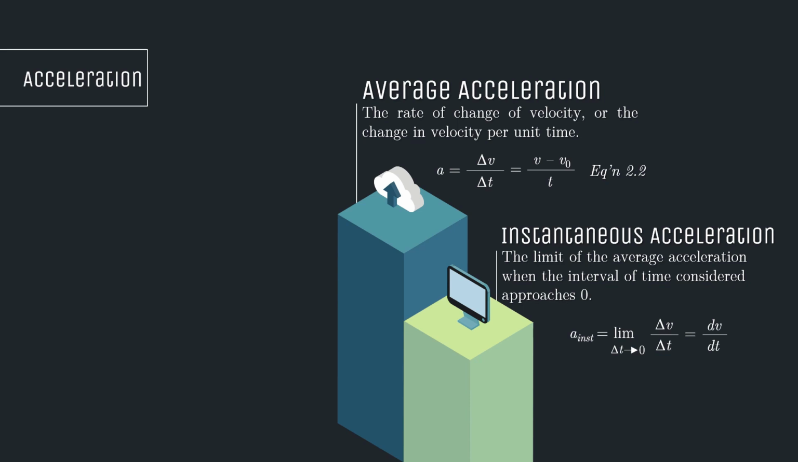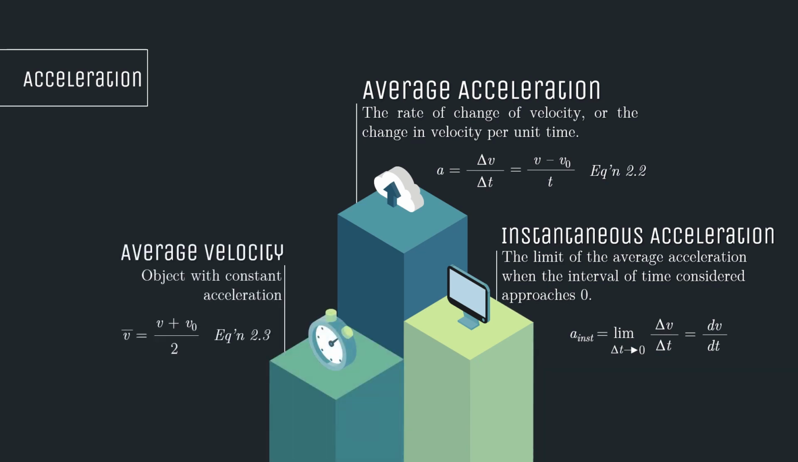In symbols, we have a sub instantaneous is equal to the limit of delta v over delta t as delta t approaches zero, that is equal to the derivative of v in terms of t. Next, we have average velocity for an object with constant acceleration. Average velocity is equal to v plus v initial all over 2.